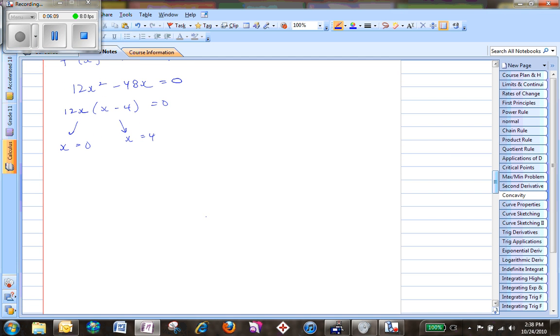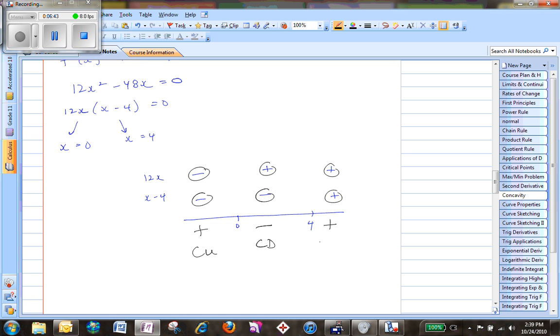I'm going to make my sign table now. 0 and 4. I've got 12x and x minus 4. Pick a negative number, so negative, and that's negative. Pick a number between 0 and 4, let's say 2. That's positive and that's negative. Pick a number bigger than 4, 5 or 10 is great. Positive and positive. A negative and a negative make a positive. A positive and a negative make a negative. A positive and a positive make a positive. Therefore, this is concave up, concave down, and concave up.